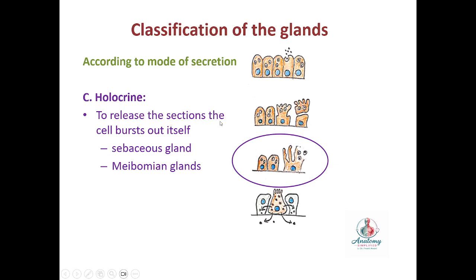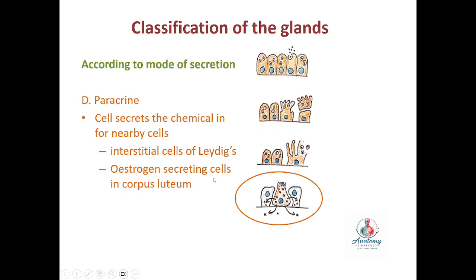Third is holocrine. To release the secretions, the cell bursts itself. So in the third picture you can see this last cell, it wants to give out all its secretions, so it will burst. It will sacrifice itself. This kind of gland is seen in the sebaceous gland and meibomian gland.